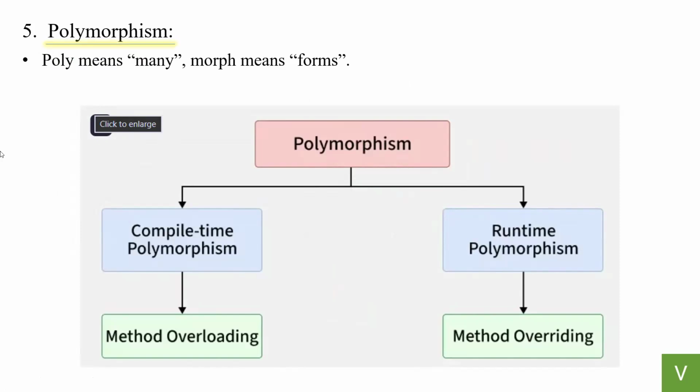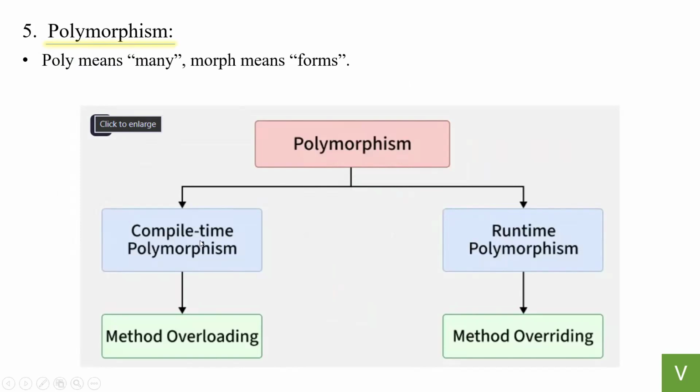Now let us look at what is meant by polymorphism. In polymorphism, poly means many, morphism means forms. So polymorphism means many forms. It is a Greek word. In polymorphism, we have two types. One is compile time polymorphism, and the second one is runtime polymorphism.